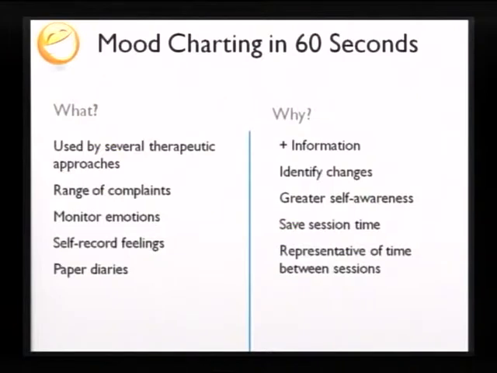So the example I'm going to talk about is mood charting. This is something that's used by several therapeutic approaches, so it's a flexible tool. We don't need therapists who are committed to some specific approach to therapy. It's used for a range of different disorders, including, in some variants, ADHD. With mood monitoring or mood charting, the child is self-recording their own emotions and maybe things like sleep, energy levels, and so on. They record these feelings, and in the past this has been done with paper diaries.